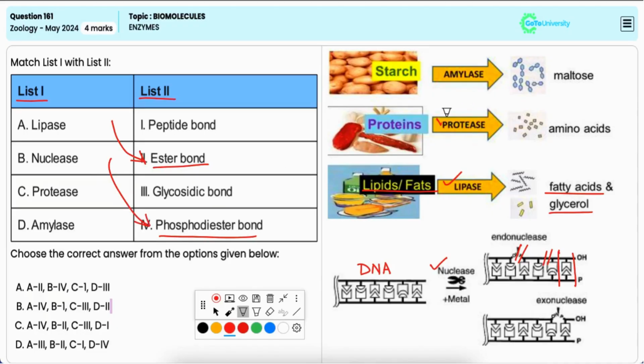Proteases hydrolyze peptide bonds, breaking down proteins into smaller peptides and amino acids. Thus, C matches with 1.